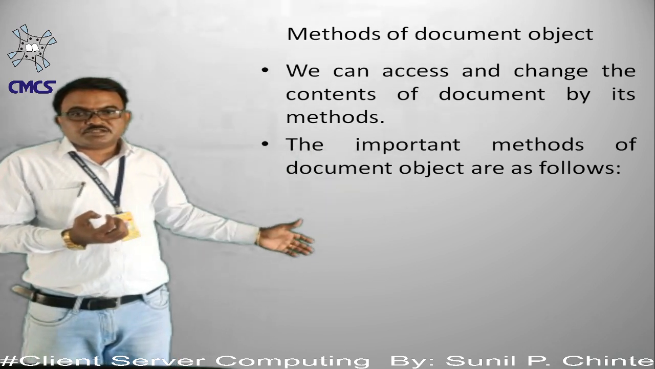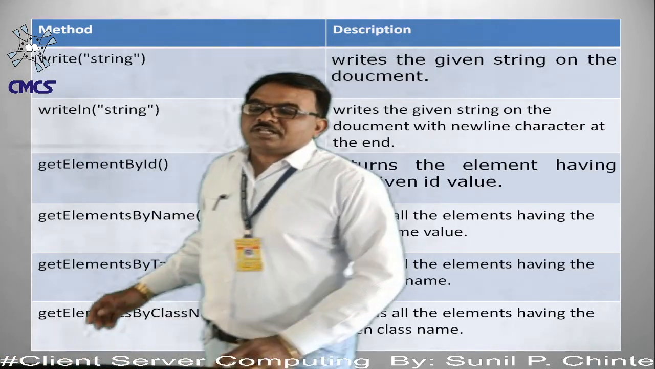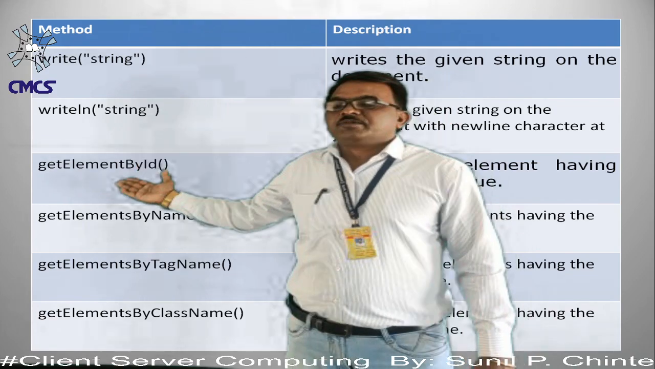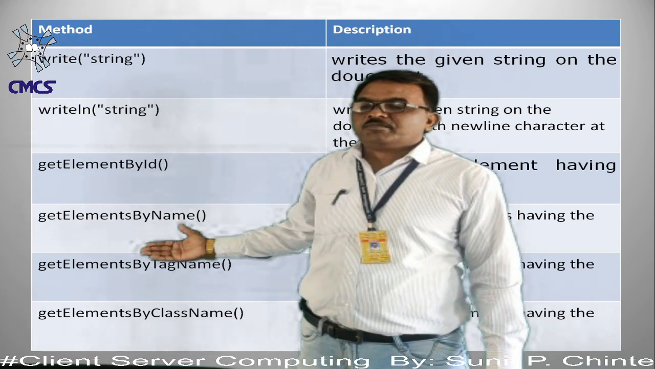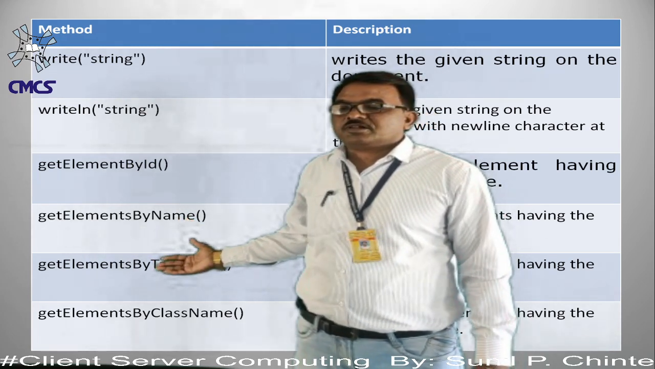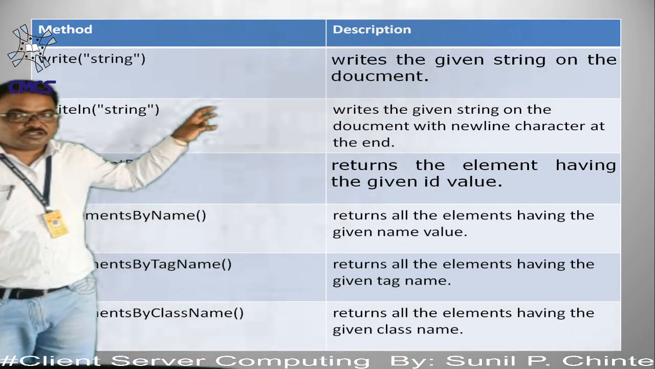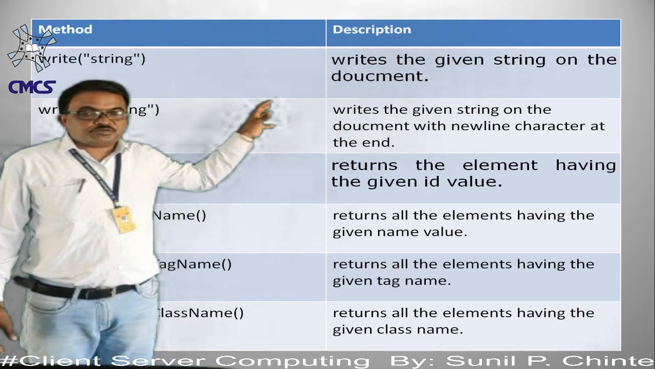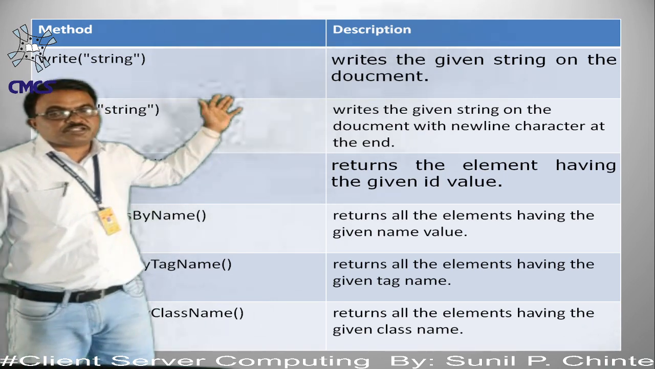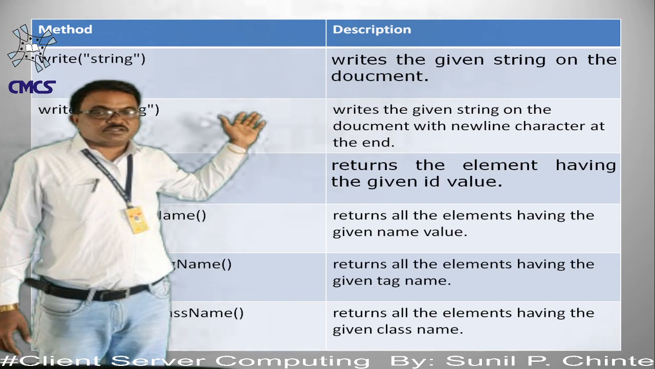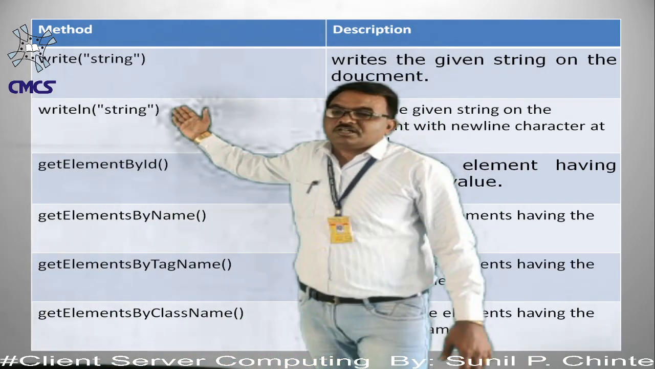The important methods of the document object are as follows. Let's see the methods: the write method, writeln method, getElementById method, getElementsByName method, getElementsByTagName and getElementsByClassName. If you want to give output, or display something on the web page, then you can use the write and writeln methods.